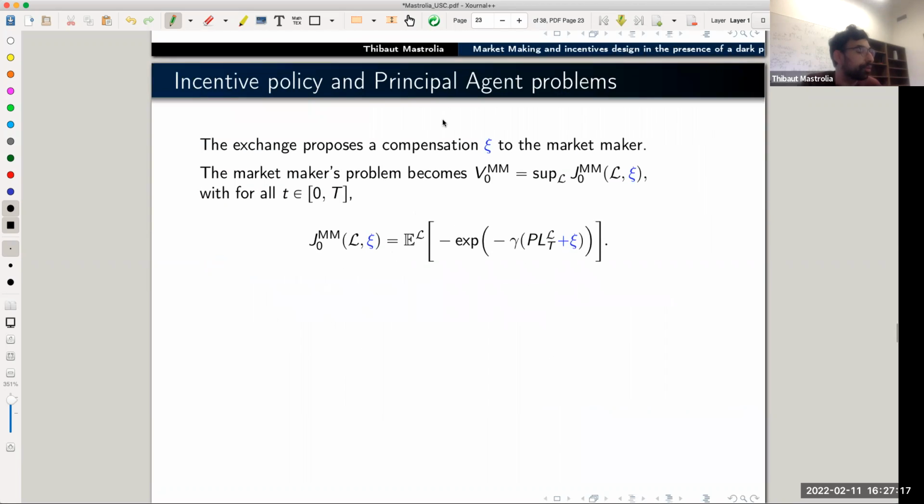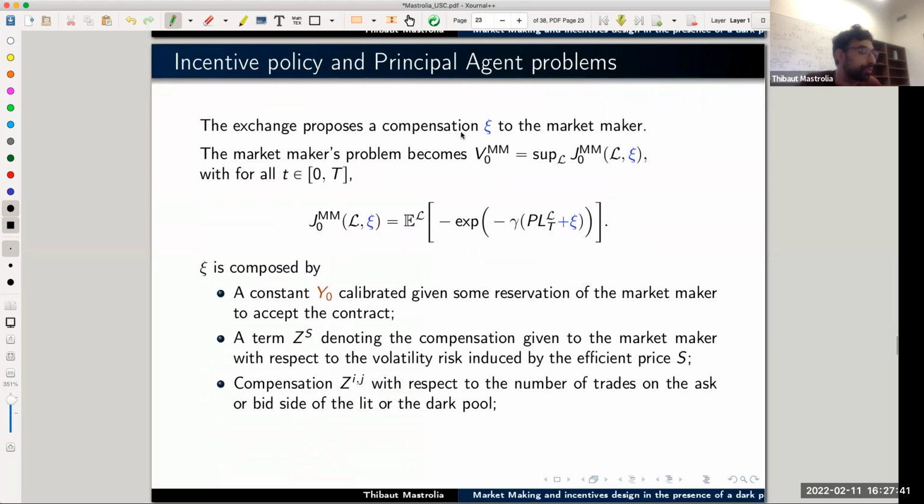Okay, so now the problem of the market maker becomes the following. So instead of having just the PNL in the problem of the market maker, I have a compensation psi, which is proposed by the exchange. So we have a problem to solve, which is the following, but I have in addition the salaries that the exchange proposed to the market maker.